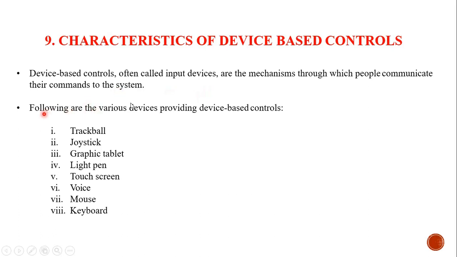So let us understand various devices providing device-based controls. These are all device-based controls. You can see examples: trackball, joystick, graphic tablet, light pen, touch screen, voice, mouse, and keyboard. All these are devices which are going to control the system. So these are device-based controls.